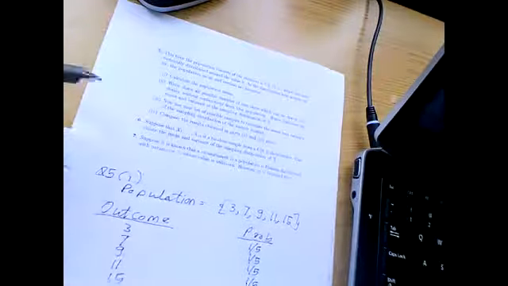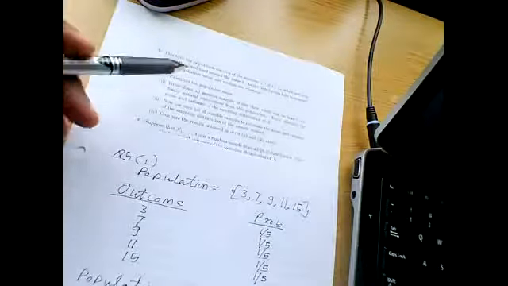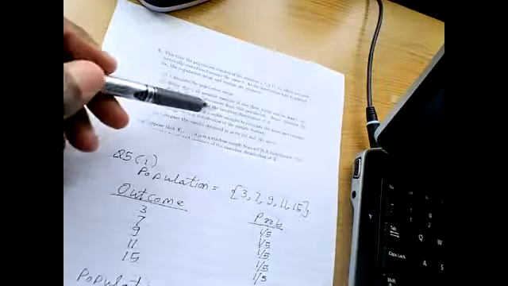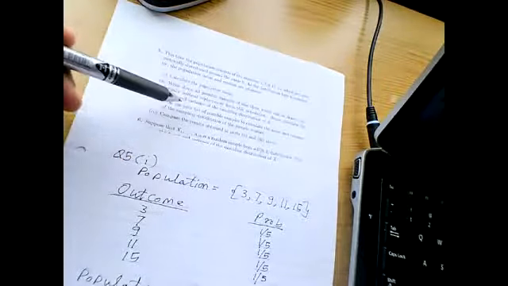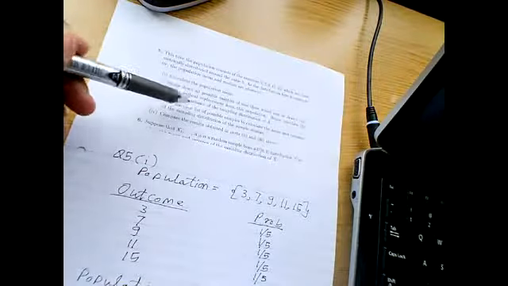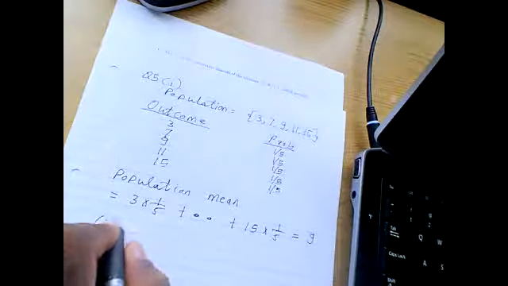Part 2 is to write down all possible samples when you do it without replacement. But here you're picking 3 numbers, not 2. And then find the mean and the variance of X bar. Right. So this is part 2 of question 5.